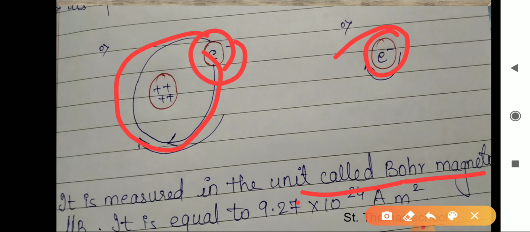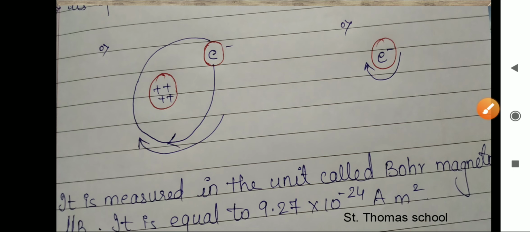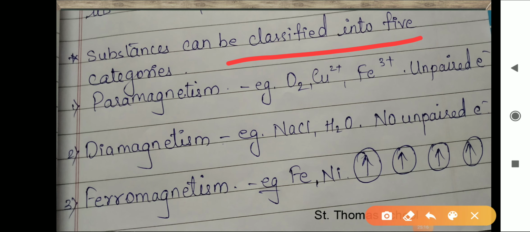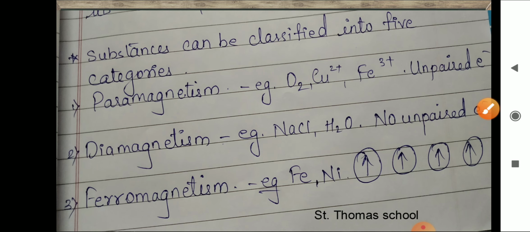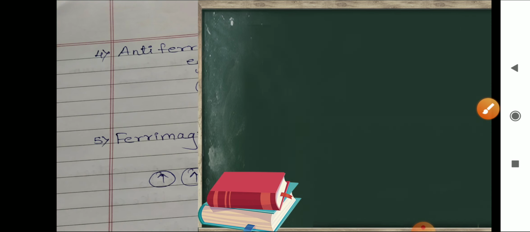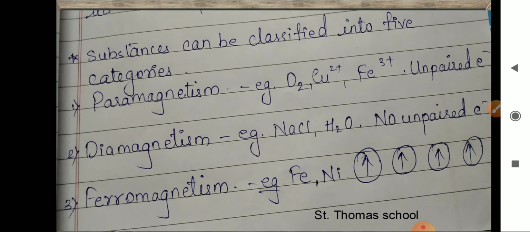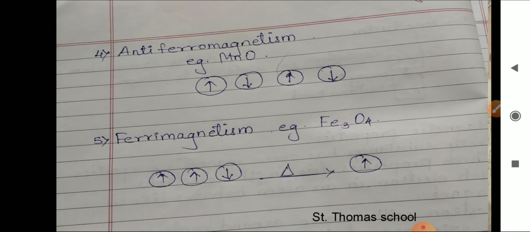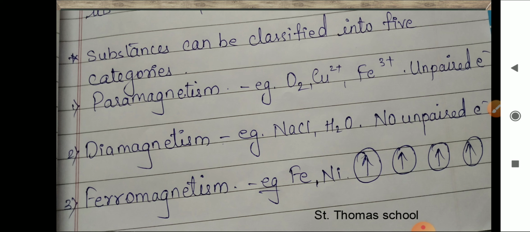Now these magnetic properties are divided into 5 parts. Here you can see the substances are classified into 5 categories, that is paramagnetism, diamagnetism, ferromagnetism, then antiferromagnetism and ferrimagnetism. Understood? Now first we will see paramagnetism.